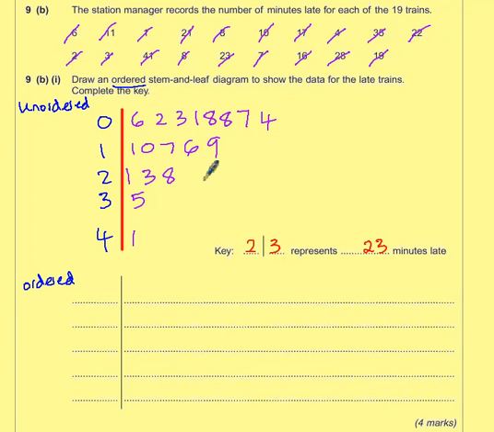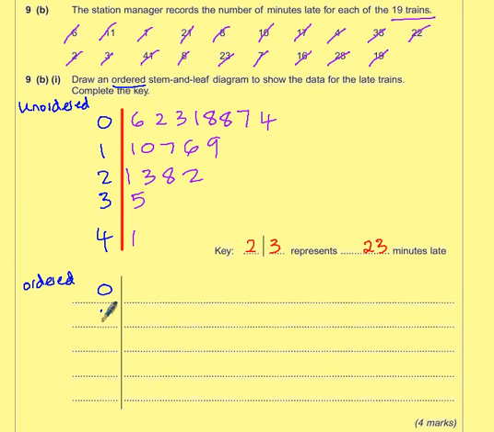And lastly 22. Now I need to make sure that I've got shown all 19 trains. 1, 2, 3, 4, 5, 6, 7, 8, 9, 10, 11, 12, 13, 14, 15, 16, 17, 18, 19 trains. So it just leaves me to order each row.